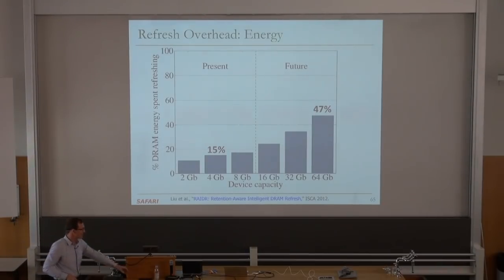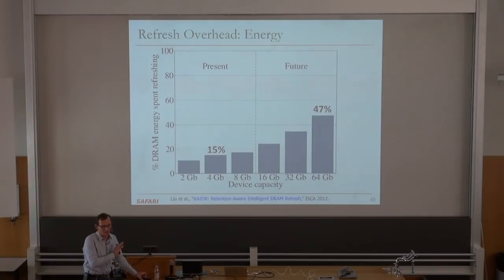Clearly, right now, this is spending most of its time on refresh, actually, because we're not doing any accesses, as far as I know. So this fraction is actually much higher. This is a fraction of DRAM energy spent refreshing.